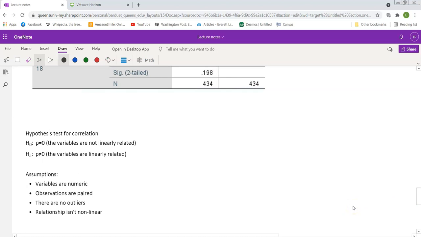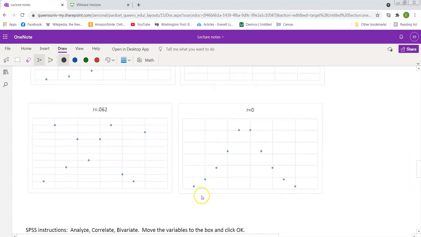And then there are no outliers. We have violated that assumption with our data. And so we might ought to consider removing Uptown, because I consider that to be a different phenomenon. So it's not really comparable. So we should probably take that out. I haven't done that here, but we should. And the last assumption is that our relationship isn't non-linear. You're probably not going to even run correlation if you see that you've got a situation like this one up here.